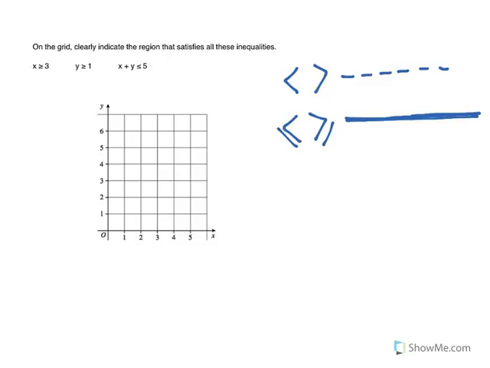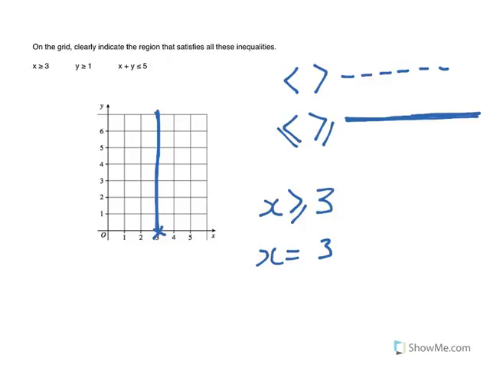Okay, so looking at the question, our first one is where x is greater than or equal to 3. Now we know it's going to be a solid line, and we're going to need to draw that line where x is equal to 3. So if we go to 3 on the x-axis, this line is going to go up and down, because any point on that line, the x-coordinate will be 3.